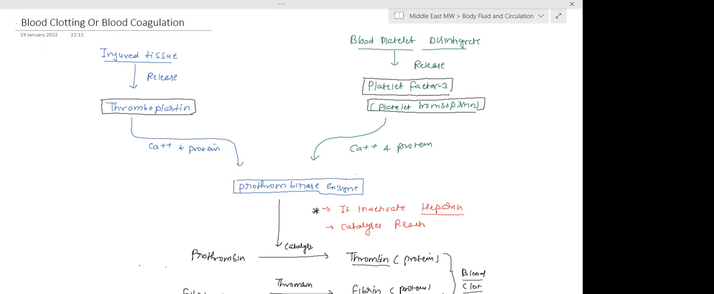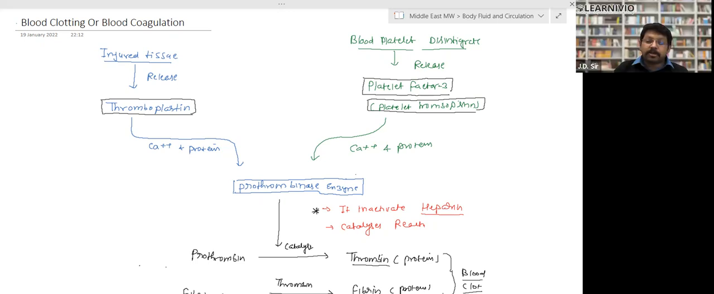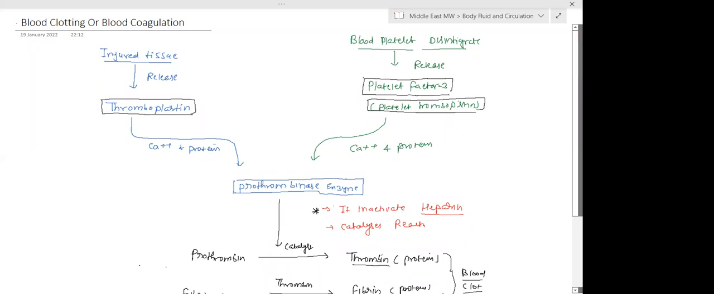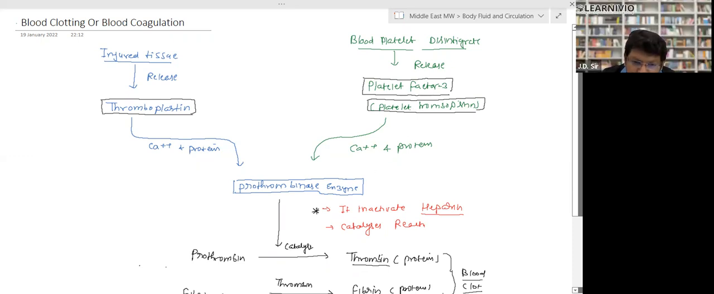So what is platelet factor 3? Platelet factor 3 is the same thing, thromboplastin. I have written it over here. That is the same thing. Platelet factor is platelet thromboplastin. So what's written under platelet factor 3? Below this is the platelet factor, the platelet thromboplastin. The same thing, this one.